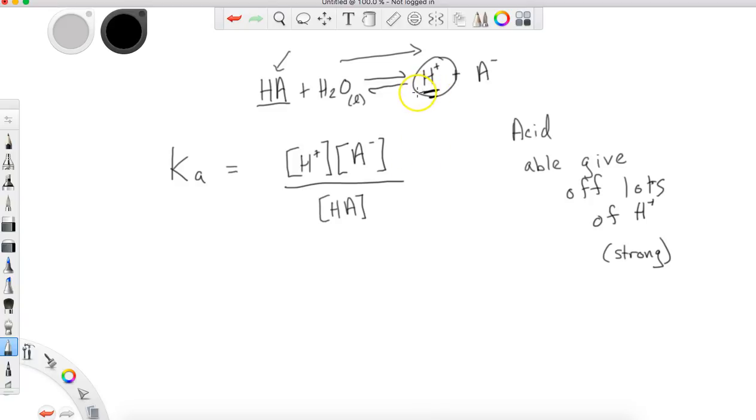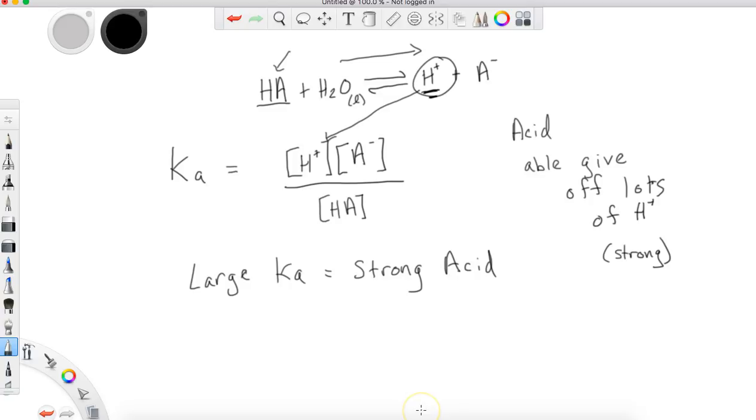And so if I have a lot of H plus, I find H plus in the numerator. As H plus gets larger and larger, the top of this fraction gets larger and larger, so therefore Ka gets larger and larger. So that means that a large Ka is going to equal a strong acid, right?